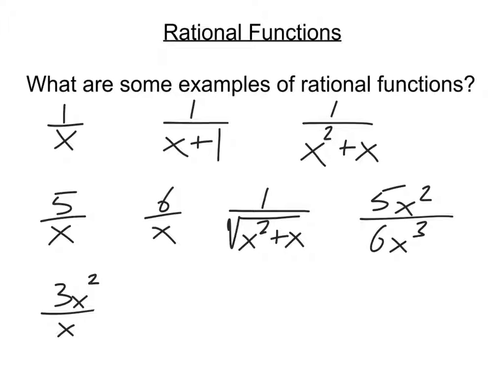We came up with a lot of examples here, but that last one, some of you are looking at that one and saying, wait, but doesn't that just equal 3x? 3x is not rational, but 3x squared over x actually would still be considered a rational function. And so, yes, that would still qualify. All of these are rational functions.